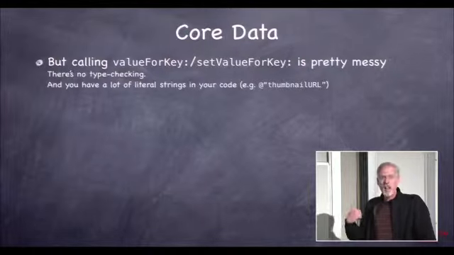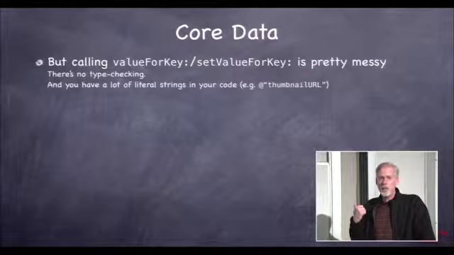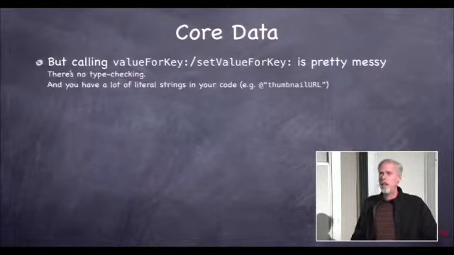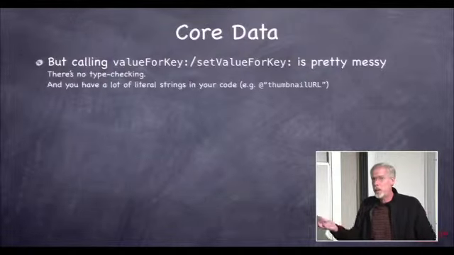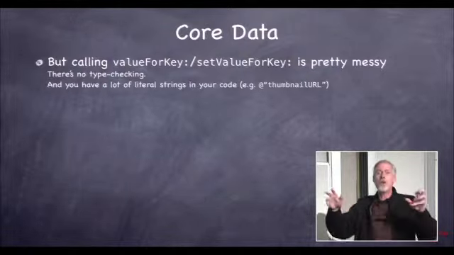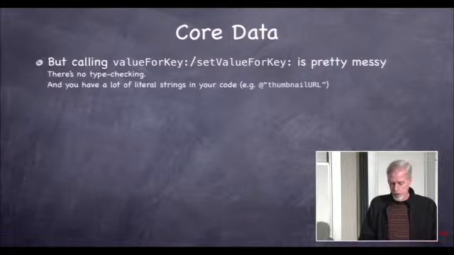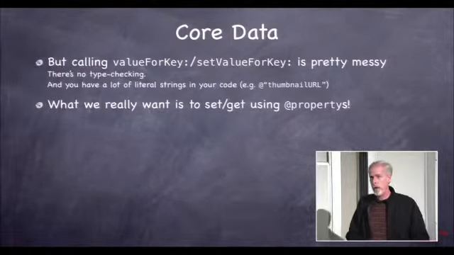But calling valueForKey and setValueForKey leads to pretty messy code. There's no type checking. It doesn't know whether it's an NSDate you're setting or an NSNumber or whatever. And you've got these literal strings like thumbnailURL sprinkled throughout your code. It's really kind of messy. So that's not usually the way we do it.